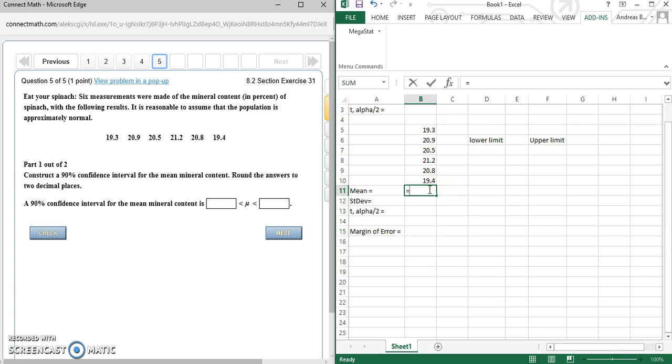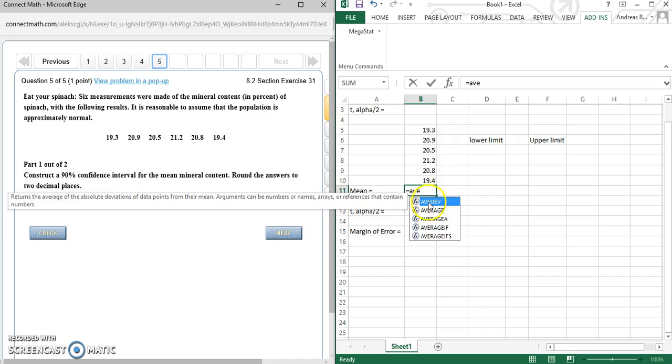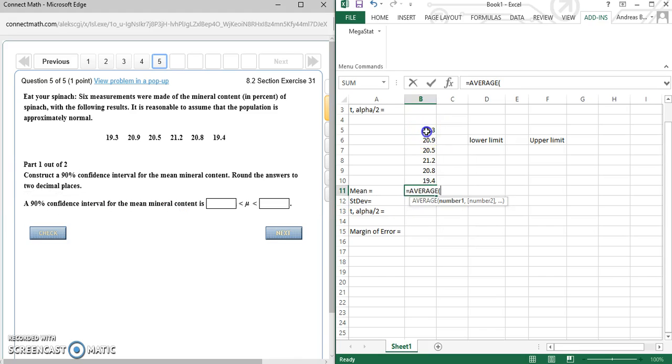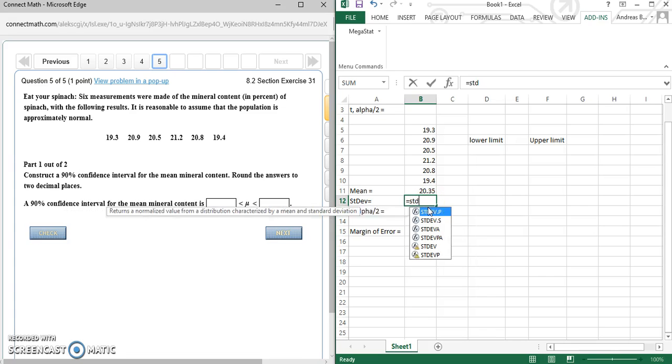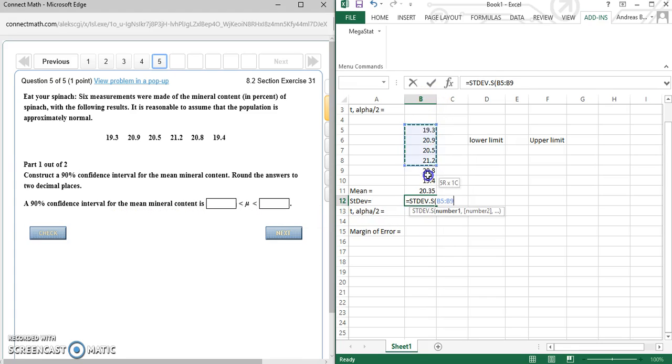So the mean is the average, so equals AVERAGE. Select the data, hit enter. Now I'm going to do standard deviation, equals STDEV, and we want the sample one, not the population one. So there's my sample one.